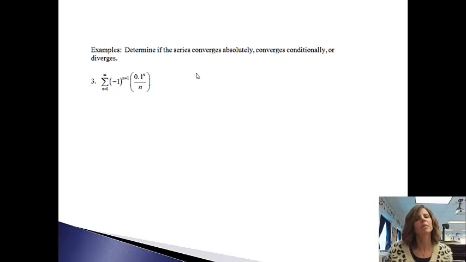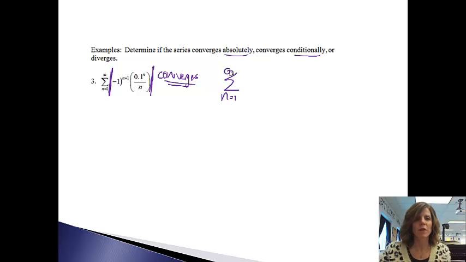It says to determine if the series converges absolutely or converges conditionally. All right, so I'm going to tell you, if we did our tests on this one, just to save us a little bit of time, we would find using those three tests that this one converges, and we just need to figure out, does it converge absolutely or does it converge conditionally? So what we are going to do is find out whether the absolute value of this series converges. So we're going to find the sum from n equals 1 to infinity of the absolute value of negative 1 to the n plus 1 times 0.1 to the n over n.